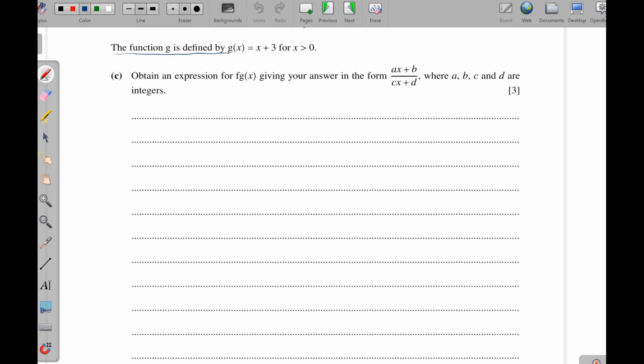The function g is defined by g of x, which is equal to x plus 3 for x greater than 0. Obtain an expression for fg of x, giving your answer in this format here, where a, b, c, and d are integers. Now fg of x, people always make this mistake here. They say this is the same as get f of x then times g of x. No, this is different. This is a composite function. We are putting a function into another.